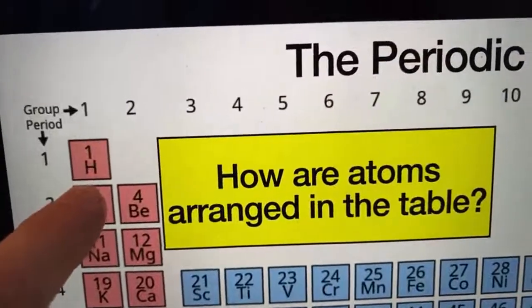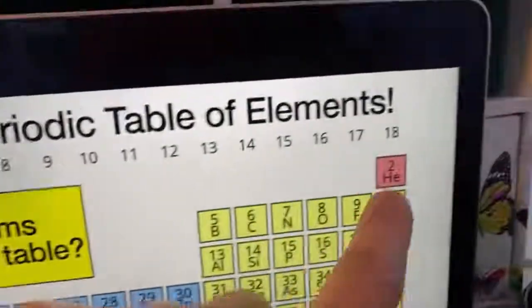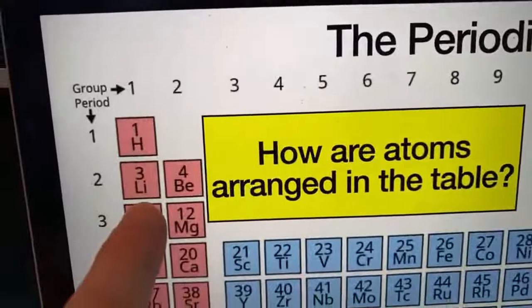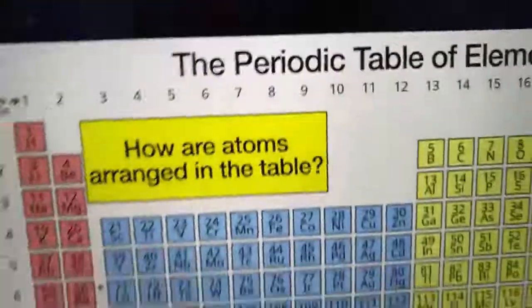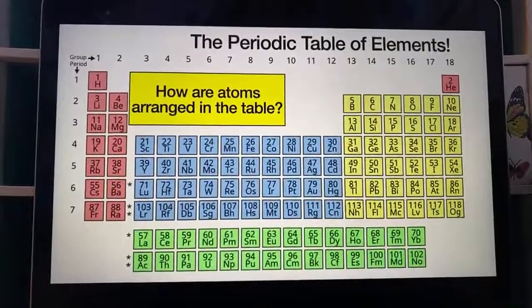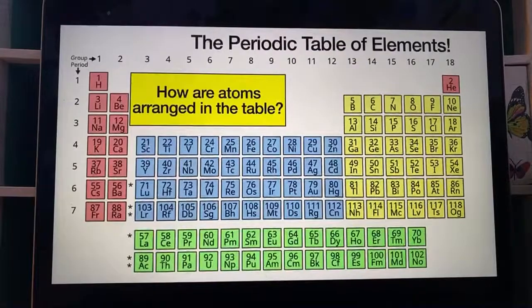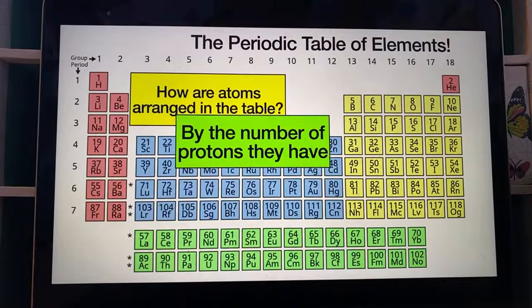So here's hydrogen, that's got a number 1 on it. Here's helium, it's number 2. Lithium is apparently number 3, beryllium's number 4. What is this? What does this mean? Well, if you know, you know, and if you don't know, then you don't have a hope, so I'll tell you. It's the number of protons that they have.